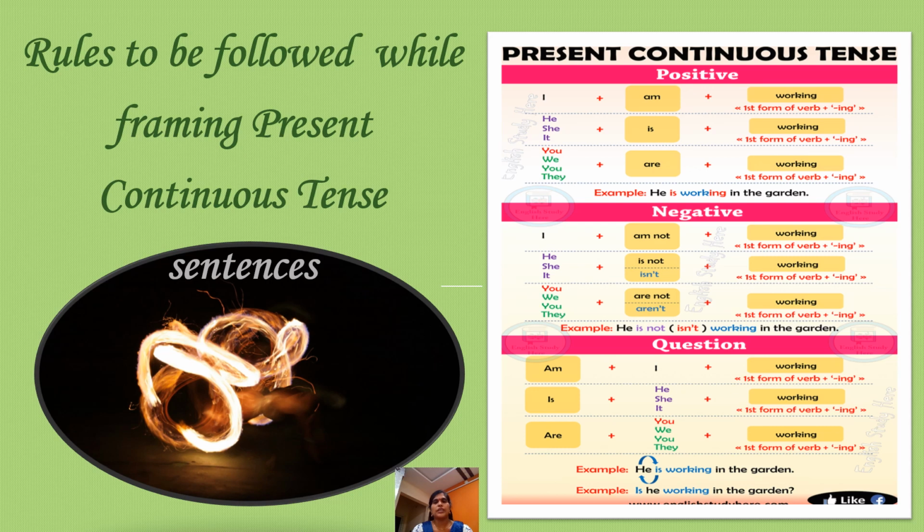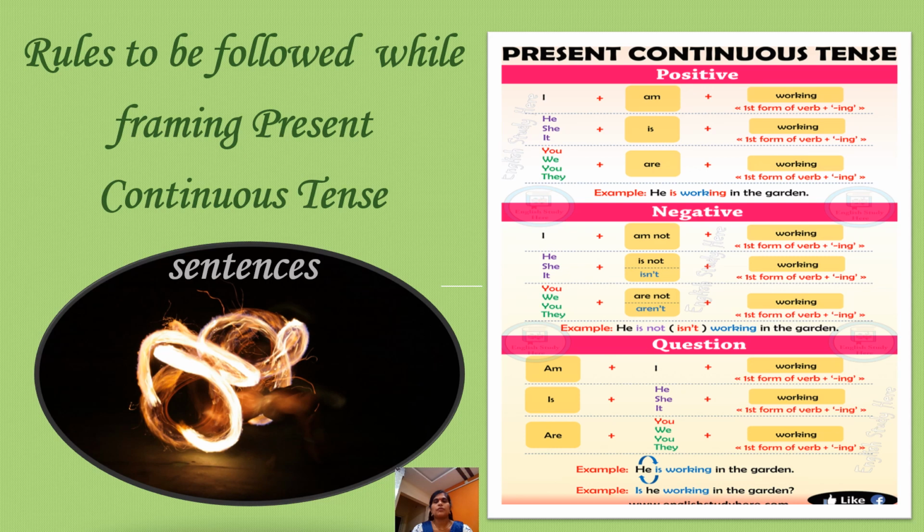And in the negative form, it is nothing but we have to add the word not while framing the sentences. For example, I am not working, or he is not working, it is not working, she is not working. In the same way, you are not working, we are not working, they are not working.